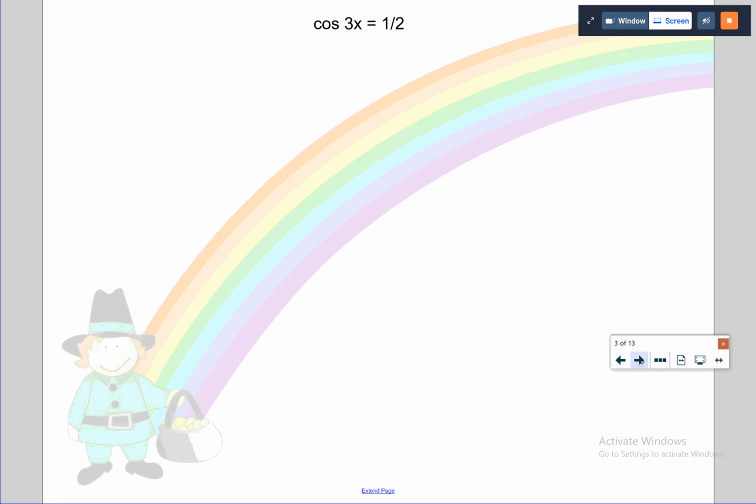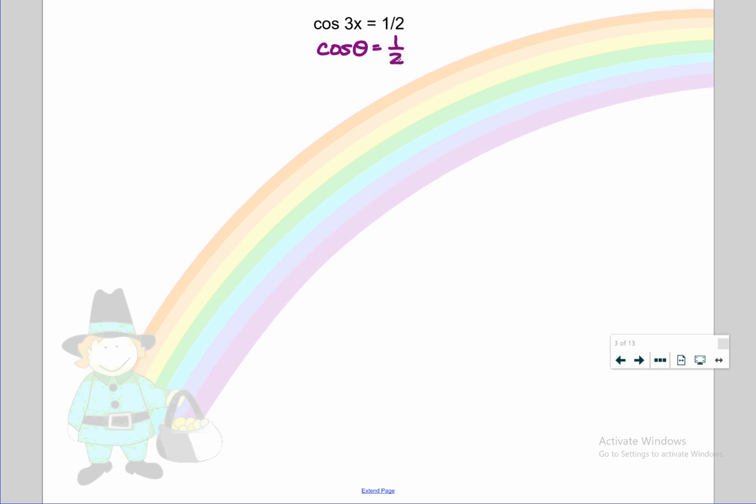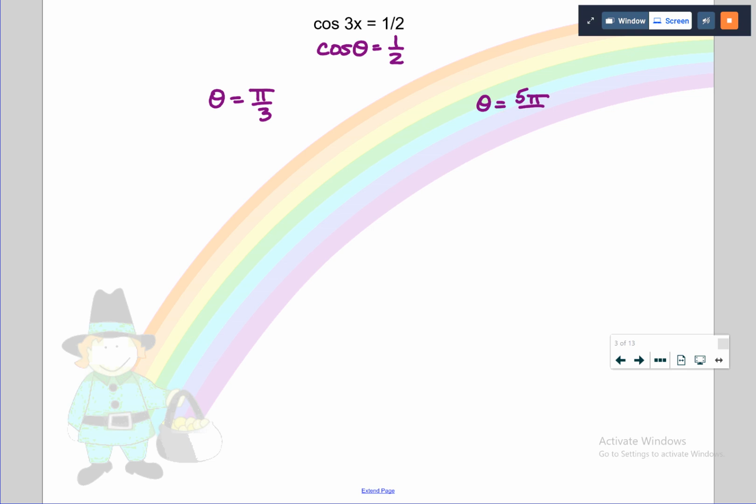Let's try another one. Okay, cosine 3x equals 1/2. Again, I'm going to replace it with a theta. Make my life easier to start. Okay, there are 2 places on your unit circle where cosine equals 1/2. Where does cosine equal 1/2? Pi over 3, 5 pi over 3.